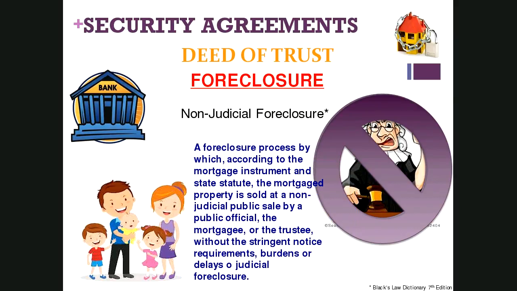So this is Black's definition of it: foreclosure process by which, according to the mortgage instrument and state statute, the property is sold at a non-judicial public sale by a public official, the mortgagee, or the trustee in most cases, without the stringent notice requirements, burdens, or delays of judicial foreclosure. So it's very quick, much, much cheaper, and a lot easier process than the judicial way.